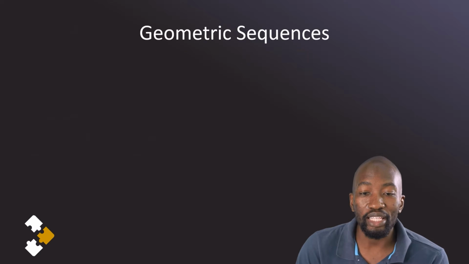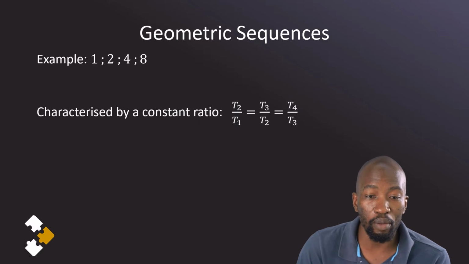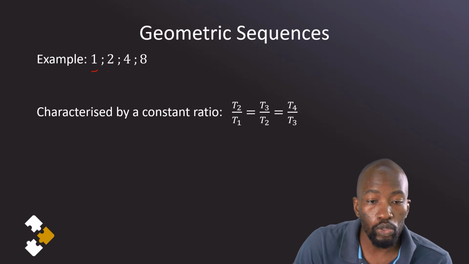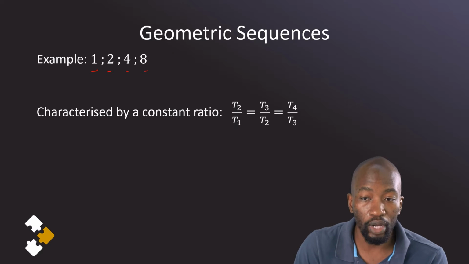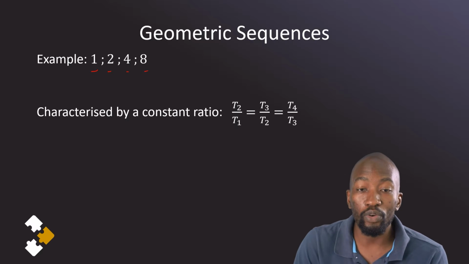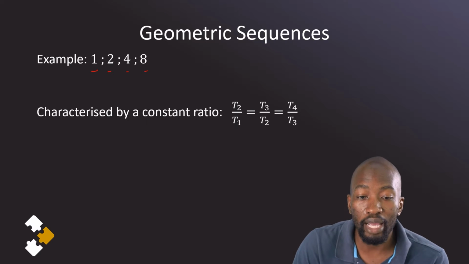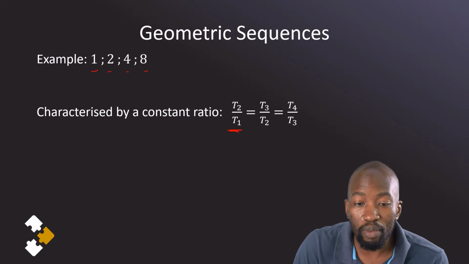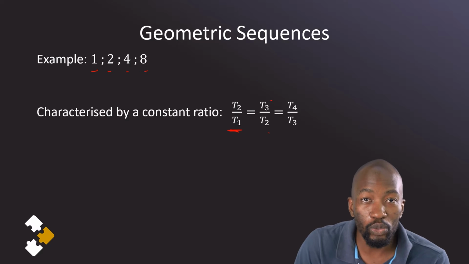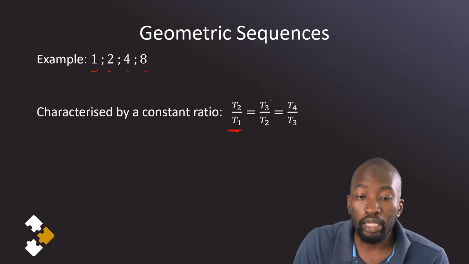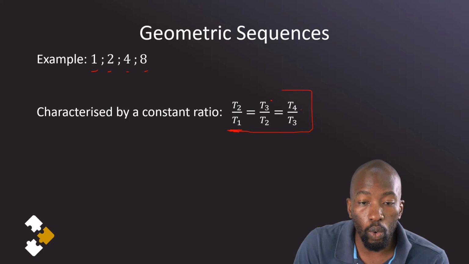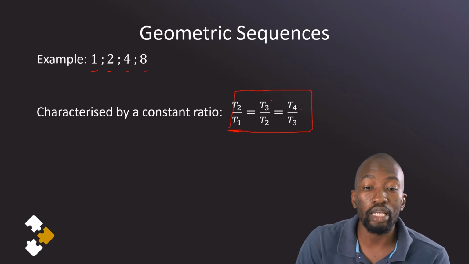Now let's look at the geometric sequences. So we have this example. This is the sequence 1, 2, 4, and 8. Right? So this geometric sequence is characterized by a constant ratio, and that constant ratio is given by T2 divided by T1. This must be the same as T3 divided by T2. This must also be the same as T4 divided by T3. If this does not hold, then the sequence is not geometric.